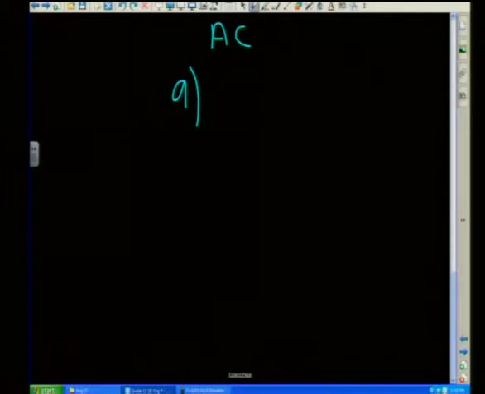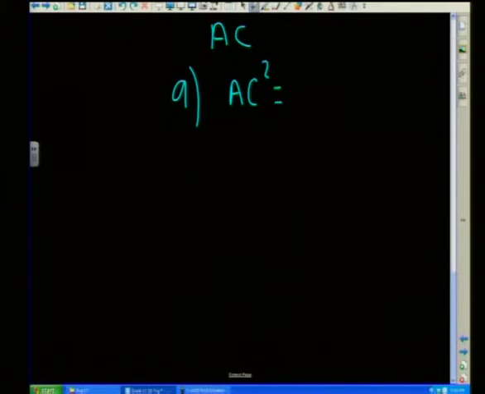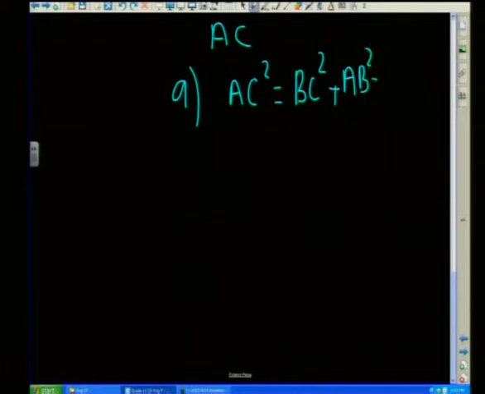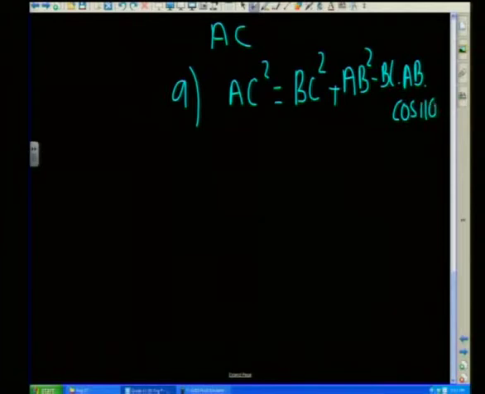Okay, so using the cos rule, we can say that AC squared is equal to BC squared, which was the given side, plus AB squared, which was the other given side, minus 2BC times AB, and then cos of the included angle, which in this case was 110, so cos of 110.